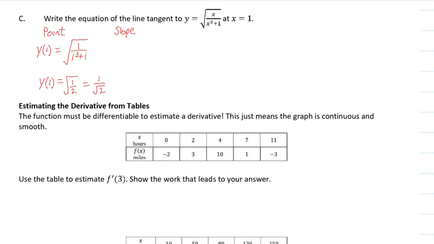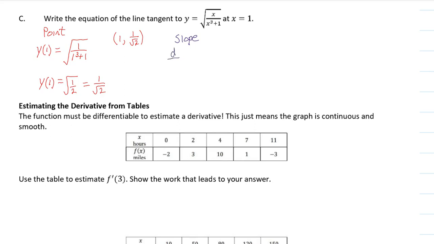So now I have a point. Let me slide this over a little bit. So my point is now 1 comma 1 over the square root of 2. There's my point. So I need a point and I need a slope. Now the slope for this guy, we haven't learned how to do this yet. So we're going to look at the slope using the calculator. So we're going to go back to our calculator again.